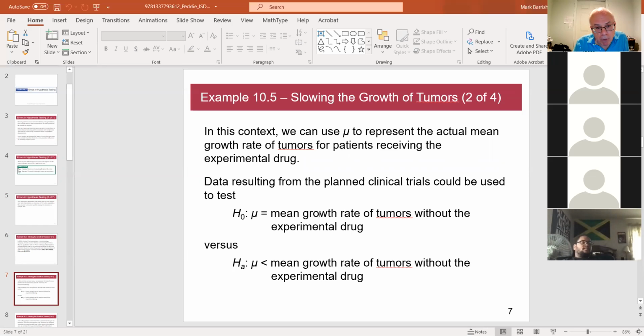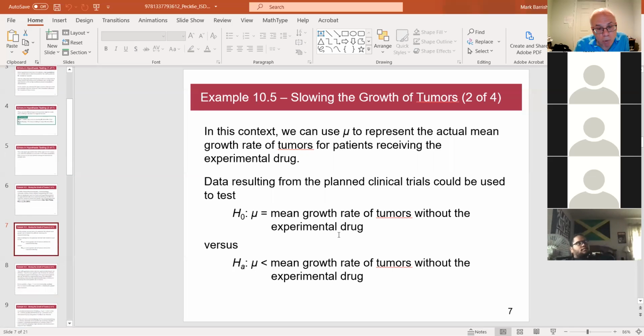Basically, the alternative hypothesis is that the experimental drug will make the growth rate of tumors lower than it would be without the drug. The null hypothesis is saying it doesn't make any difference. This drug doesn't work. The growth rate is the same as it was before. All right, get the idea? So this is a left tail test. And the question is, what would be a type 1 error in this case here?